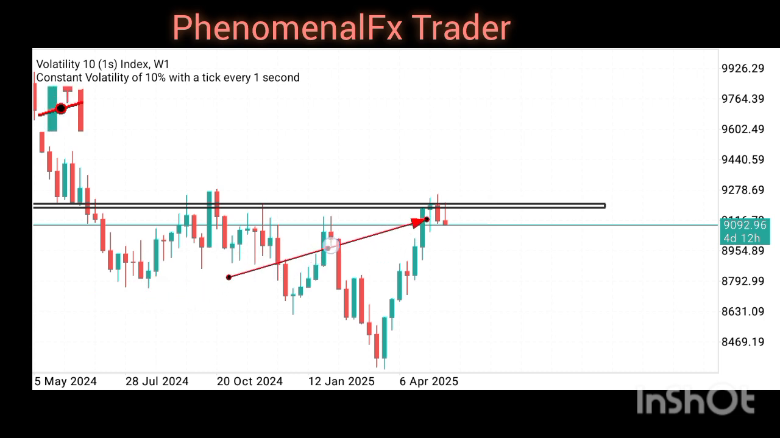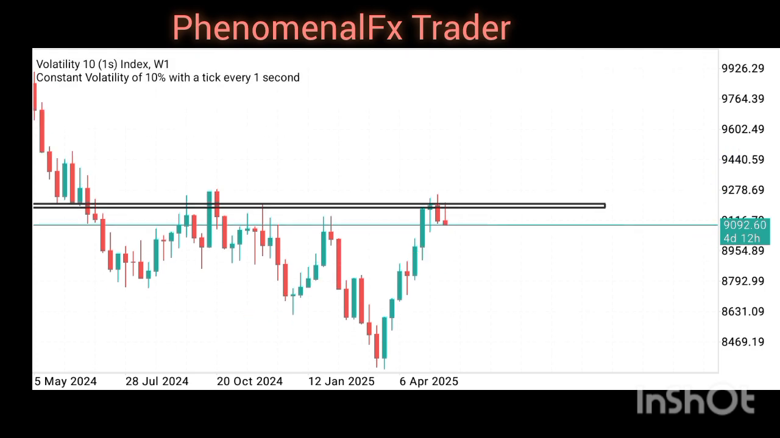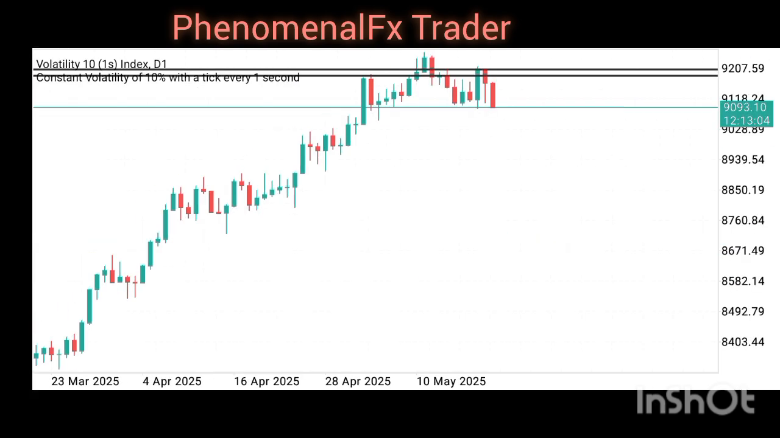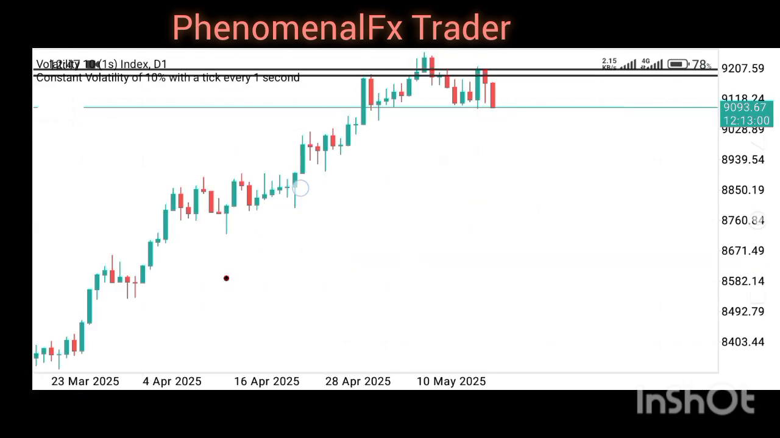Okay, so we are expecting more sells to the downside, but before then we have to go down to the lower time frame in order to refine how we can easily enter this trade. All right, let's go to the daily time frame. So on the daily time frame, you can see the structure we have. It looks like a head and shoulders pattern. Then this looks like the left shoulder. This is actually the head, and this is the right shoulder.